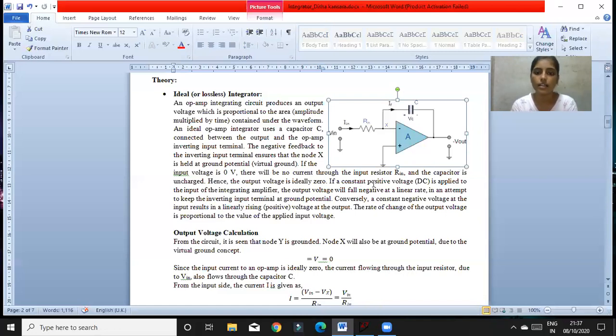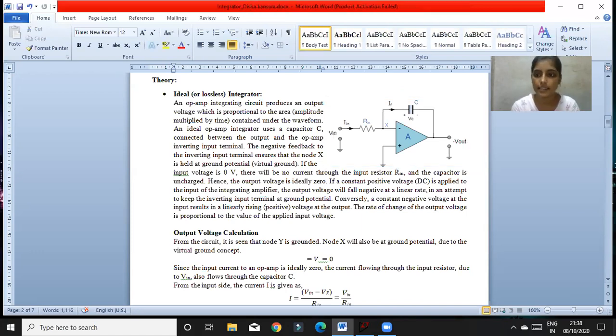If a constant positive DC voltage is applied to the input of the integrating amplifier, the output voltage will fall negative at a linear rate in an attempt to keep the inverting terminal at ground potential, and a constant negative voltage at the input results in a linear rising voltage at the output. The rate of change of output voltage is proportional to the value of the applied input voltage. So this is the short introduction of the integrator circuit.